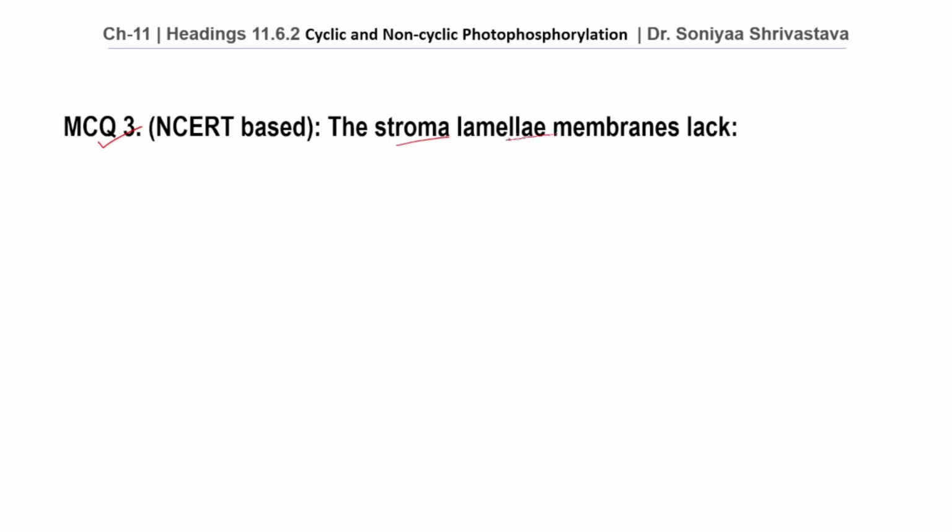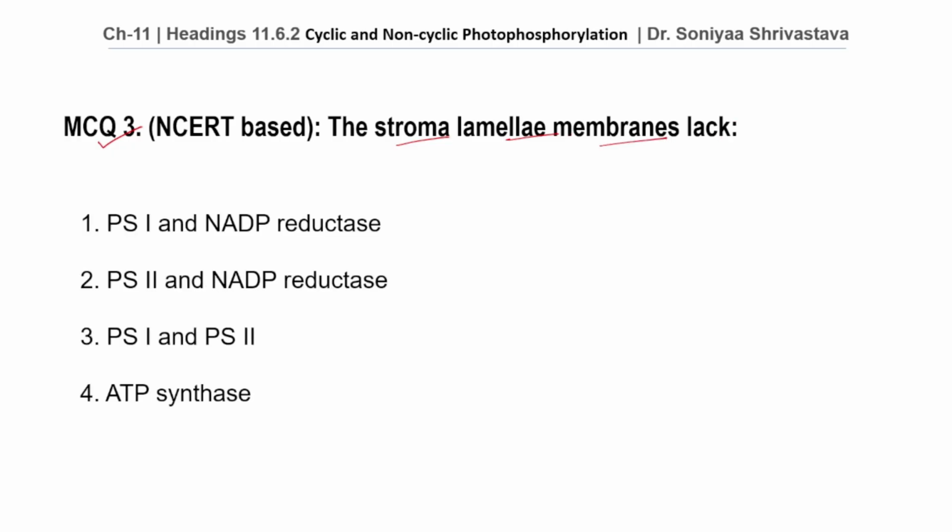The stroma lamellae membranes lack. Student, before coming to the options, let's first revise our concept. Remember the structure of the chloroplast. In the chloroplast are present stacks of thylakoids. They are known as grana. And these stacks of thylakoids are connected with each other by a thin membrane known as stroma lamellae.